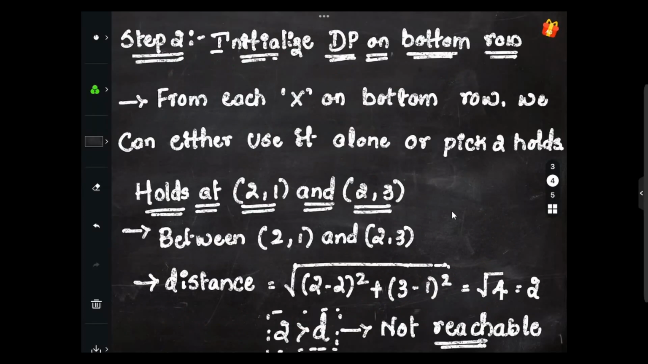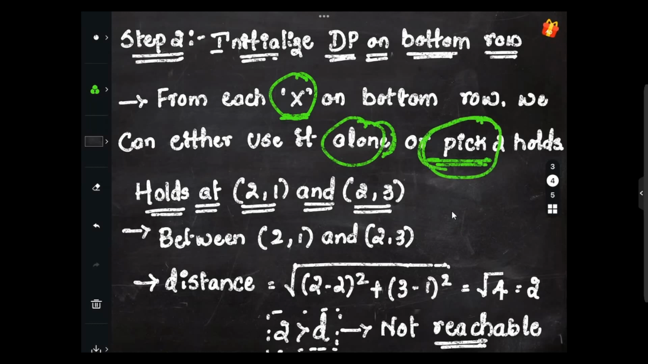So what we are doing here is initializing the DP on the bottom row, going with a bottom up approach. For each x on the bottom row, we can either use it alone or pick two holds. This is very important. We will be using it alone mostly, or we can pick two holds. This sentence is very important, right? This phrase, pick two holds, they have given here.